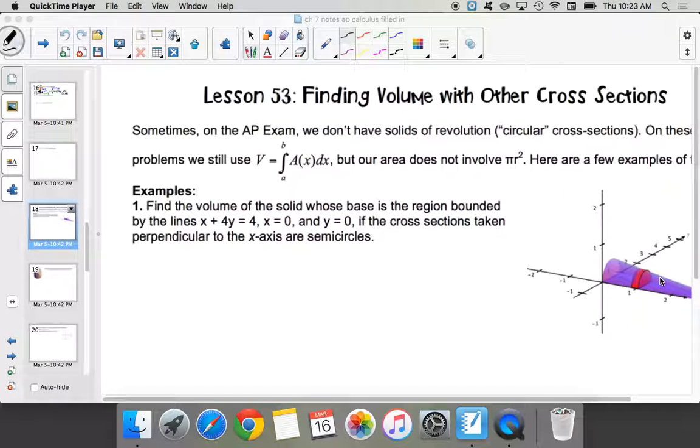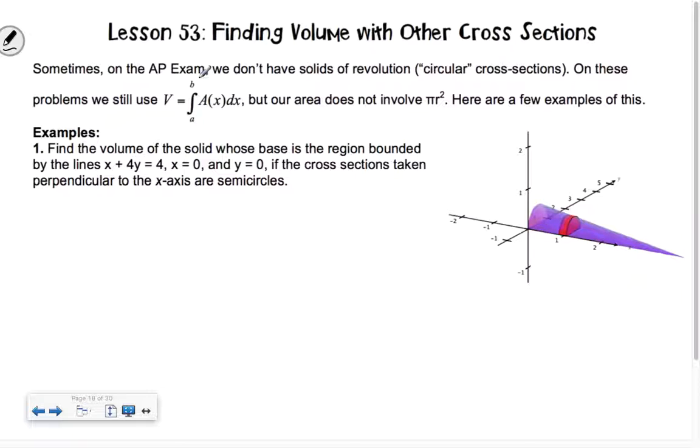So on these problems, we still use the fact that the volume is the integral of the area, right? We talked about that relationship, the area of the cross sections. But our area does not involve that pi r squared because we don't have circles. So here are a few examples of this. So this first one actually does have semicircles, but we might also have other things.